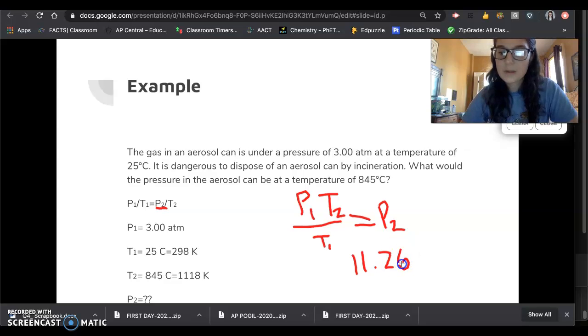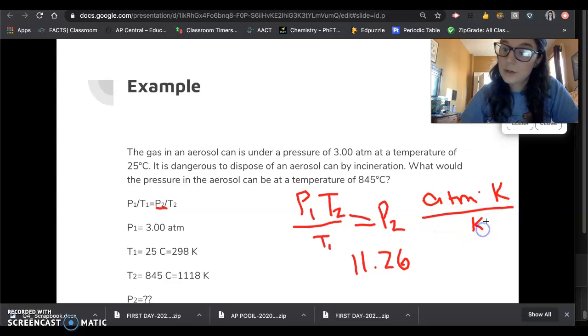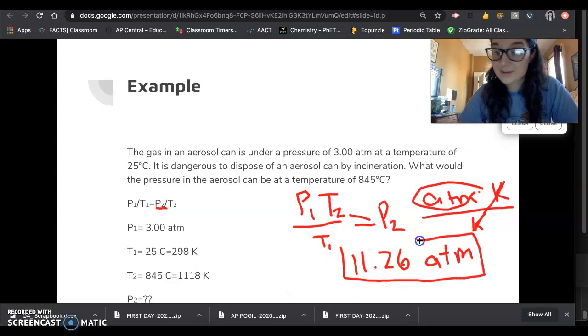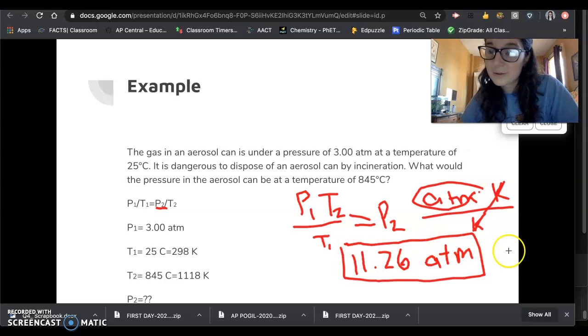11.26. What is my unit going to be? Well, if I look, P1 was in atmospheres. Then we had Kelvin for T2 divided by Kelvin for T1. Our kelvins cancel out and we're left with atmospheres. So that is 11.26 atmospheres is our final pressure. That's very high pressure compared to what we started with, which is why if you were to put an aerosol can in a flame, not smart, it would explode.